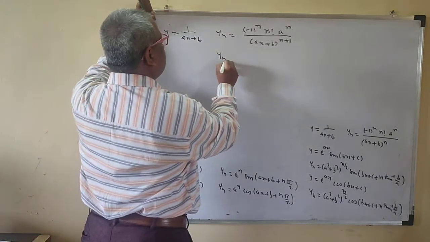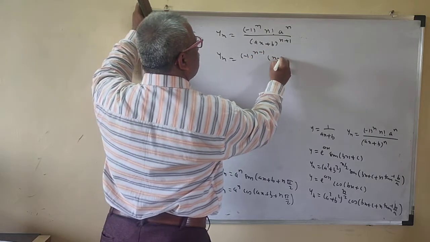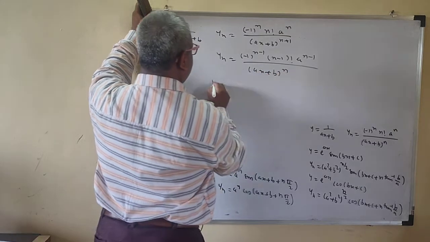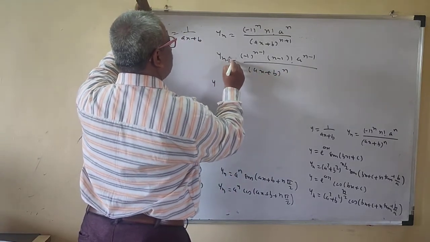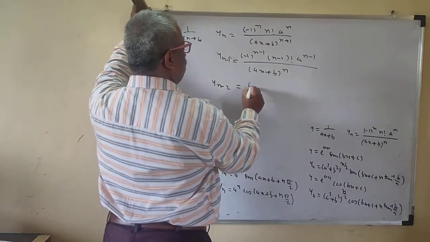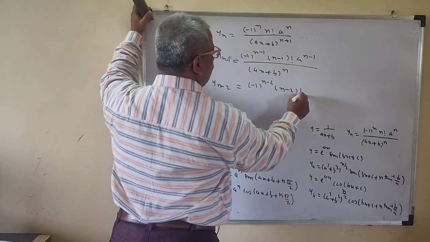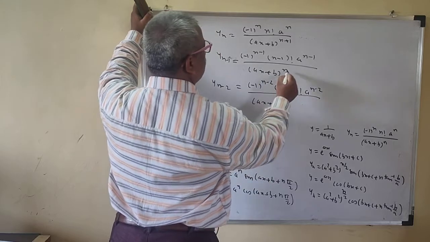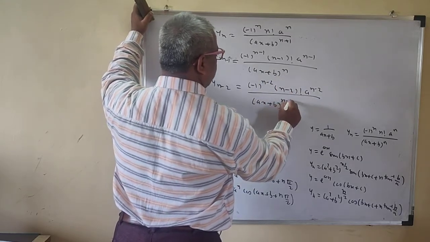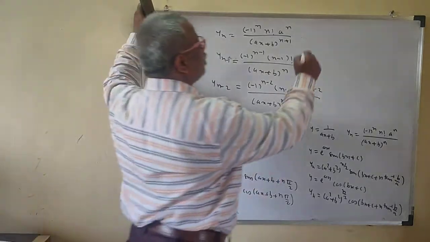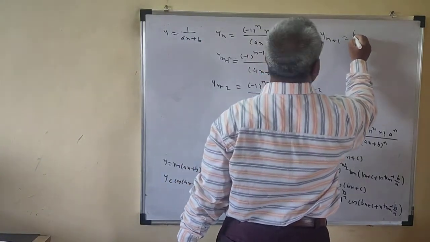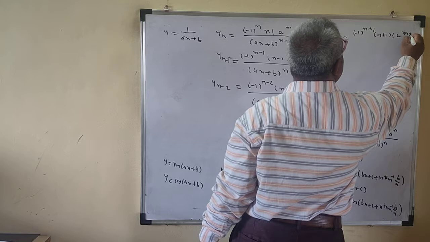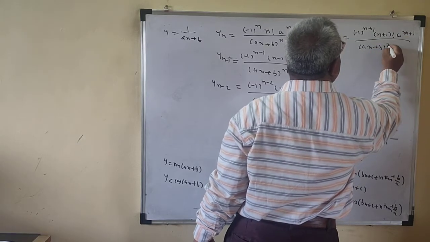So y n minus 1, what? Minus 1 to the power n minus 1, n minus 1 factorial a raised to n minus 1 upon ax plus b raised to n. Okay, n minus 1. Y n minus 2 is what? Minus 1 raised to n minus 2, n minus 2 factorial a raised to n minus 2 upon ax plus b raised to n minus 2 plus 1, so n minus 1. Or y n plus 1, y n plus 1 also you can find. This is what? Minus 1 raised to n plus 1, n plus 1 factorial a raised to n plus 1 upon ax plus b raised to n plus 2.